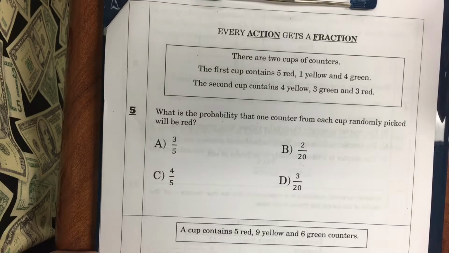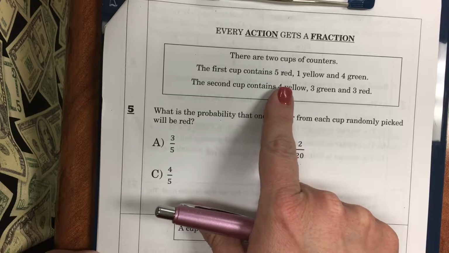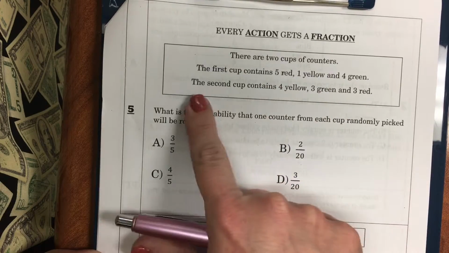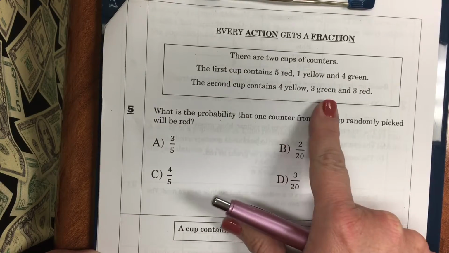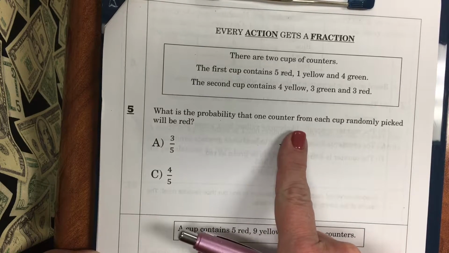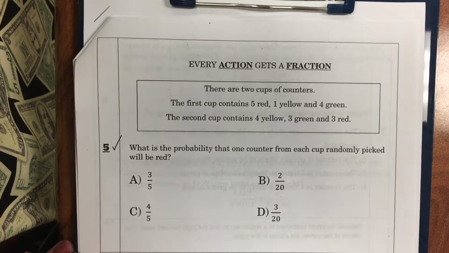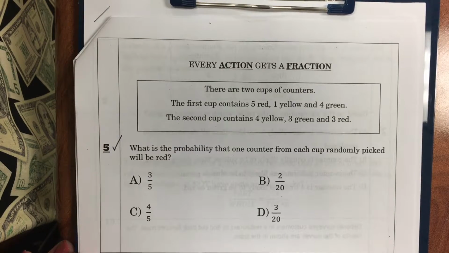Okay, number 5. There are 2 cups of counters. The first cup contains 5 red, 1 yellow, and 4 green. The second cup contains 4 yellow, 3 green, and 3 red. What is the probability that one counter from each cup randomly picked will be red? Put a check mark beside number 5.